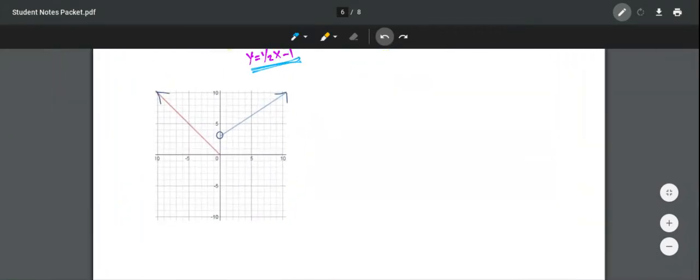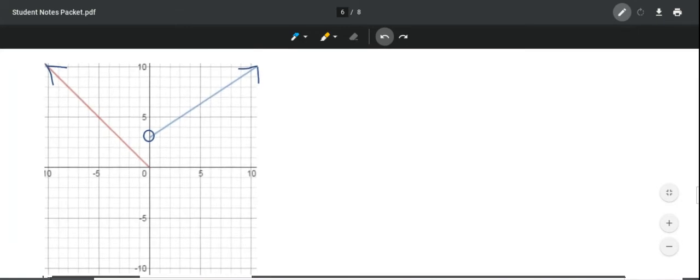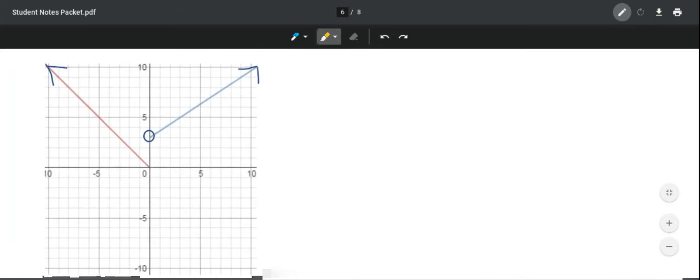Okay, so we have one more. See if you can do this one on your own, just like before. I highlighted the boundary. I'm going to do it and see if you can do it and get the right answer.